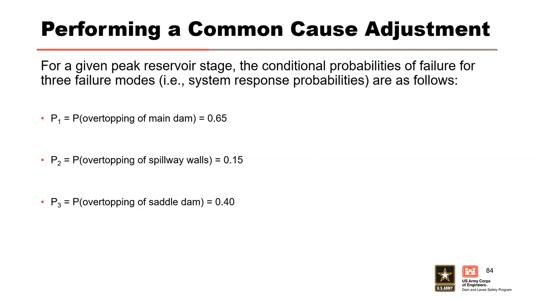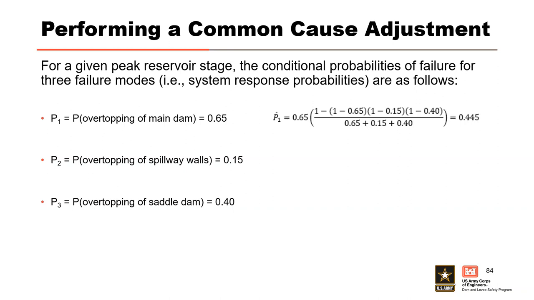Now let's take a look at how to perform a common cause adjustment at a given stage. We are given probabilities for three potential failure modes, P1, P2, and P3. For P1, which has a probability of 0.65, we are going to take that 0.65 probability and multiply it by the De Morgan's rule equation, which is equal to 1 minus the product of all the failure mode probability complements. Then we are going to divide by the sum of all the failure mode probabilities.